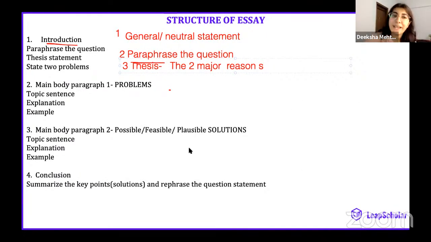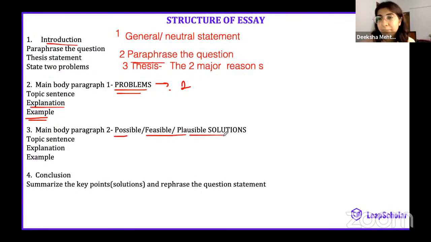Now, in the next paragraph, I can expand my two problems, write the two problems, explain them, and give examples for both. Next paragraph, I'm going to suggest some possible, feasible, or plausible solutions for the same. And again, if possible, give an example. Finally, I will write my conclusion.